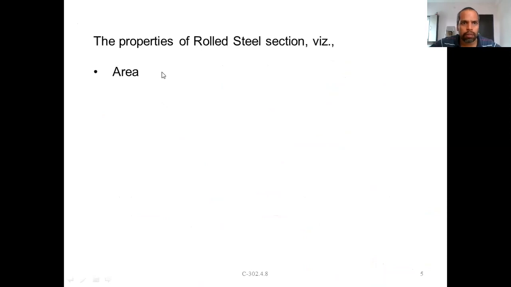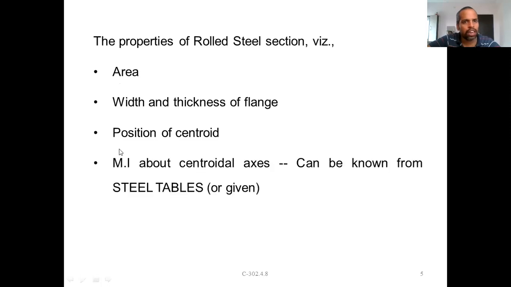Coming to the properties of rolled steel sections. Of course, in moment of inertia there are many properties, but in our calculation of moment of inertia, for rolled steel sections, whatever the type of section, it may be angle, channel, I section, or T section, what we need is the total area, which is available in steel tables for the section, and the width and thickness of flange, which is also available, and the position of centroid, which will be given, of course, for the T sections.